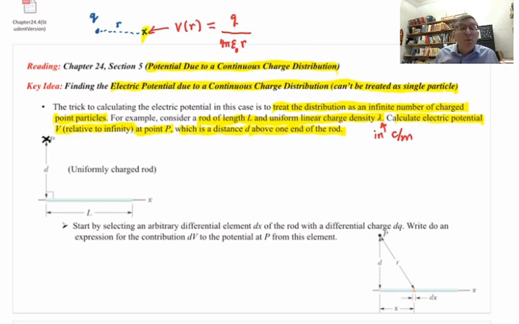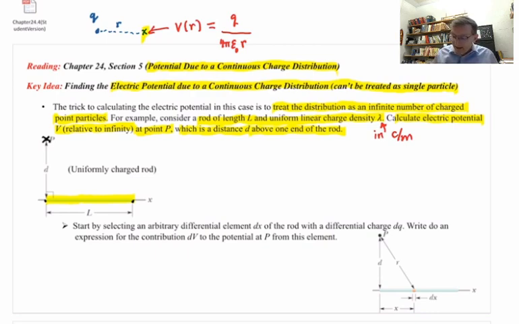Now, to help us deal with the math of the calculation, notice what the picture does. It sets up the geometry for us. Look very carefully. It has placed the rod along the x-axis with its left end at the origin and its right end at x equals L. Then the point P is a perpendicular distance d above that left end, above the origin. If you want to think of point P as being on the y-axis, you're welcome to do so.